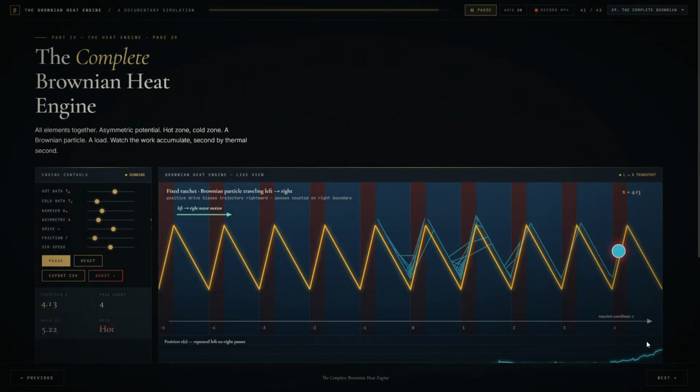All the elements come together here. The asymmetric ratchet potential, fixed in place. The hot zones and the cold zones. The Brownian particle, walking from left to right under the combined influence of thermal fluctuations and a rightward drive. Watch it traverse the landscape. Each pass to the right is one cycle of the engine. Adjust the controls and see how temperature, asymmetry, and friction change everything.